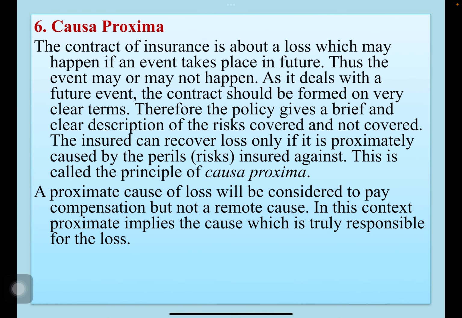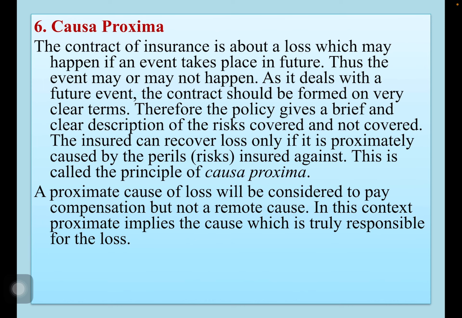Then causa proxima. The contract of insurance is about a loss which may happen if an event takes place in future. Thus, the event may or may not happen. As it deals with a future event, the contract should be formed on very clear terms. Therefore, the policy gives a brief and clear description of the risk covered and risk not covered by the policy.